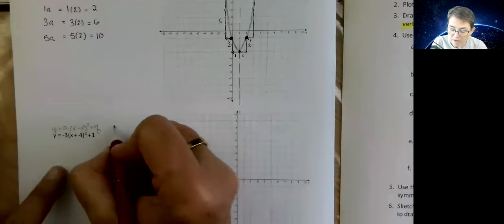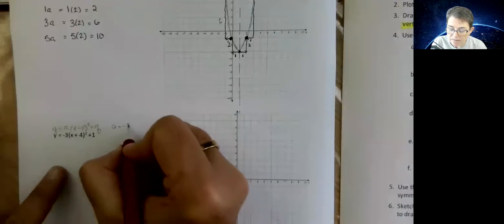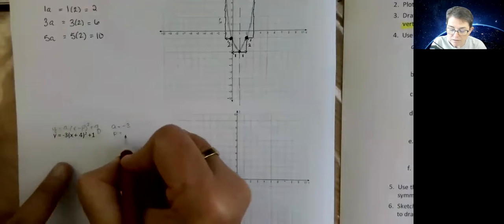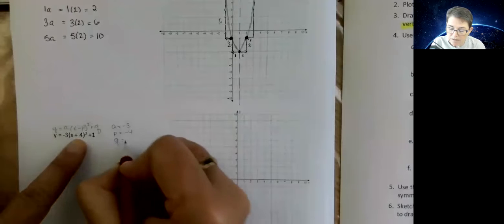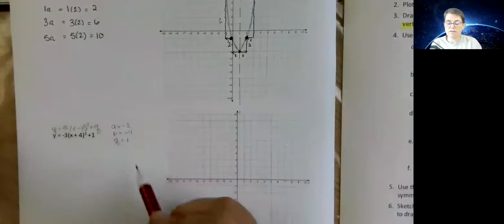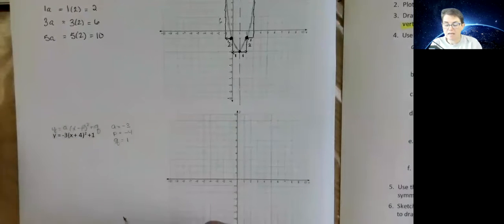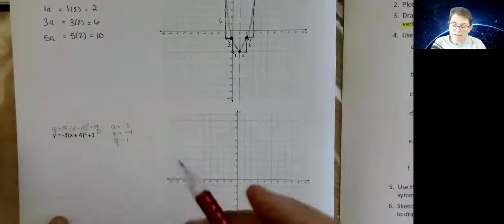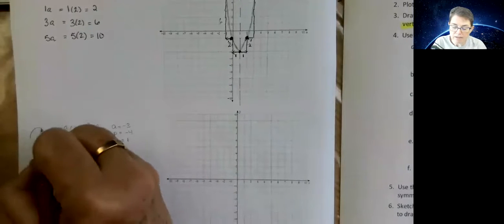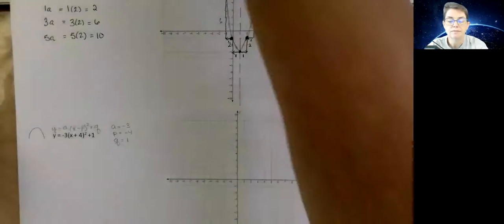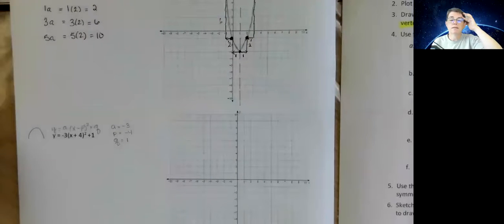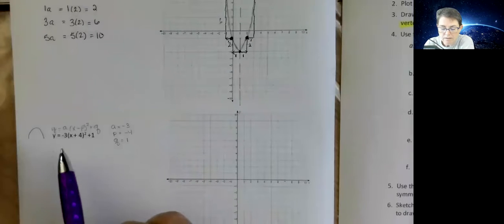One other thing we can do is note that a is equal to minus 3, p is equal to minus 4, and q is equal to 1. You can read those values off before you start. So a is negative, so we decided which way it's going to open. It's going to open down.